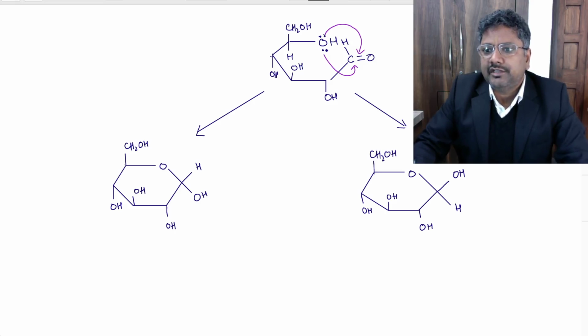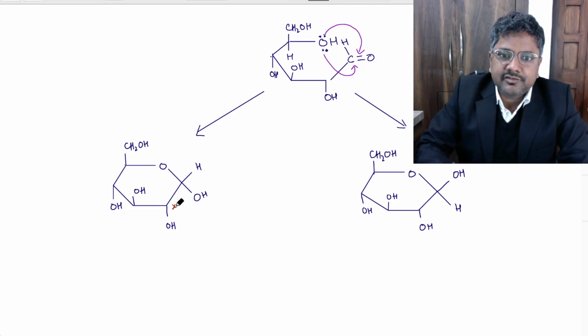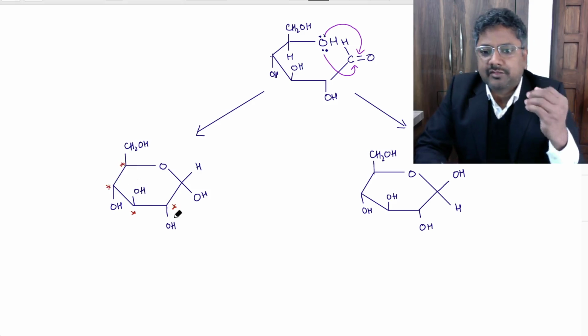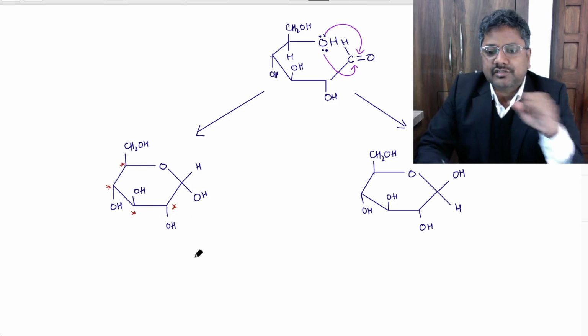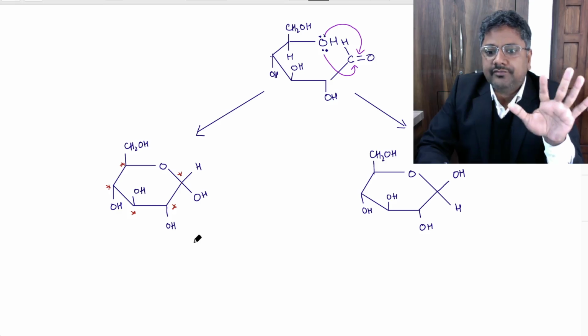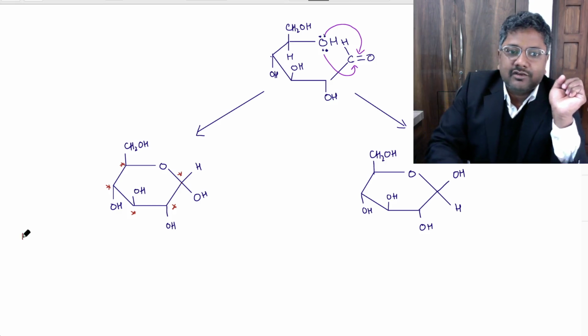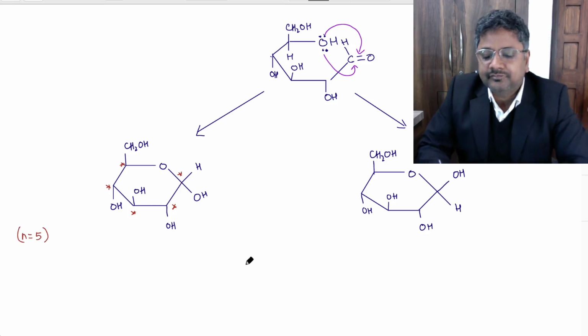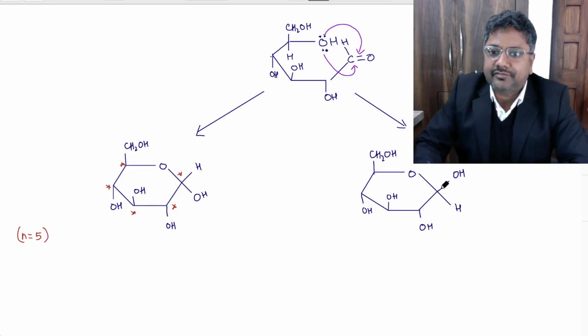Now see how many stereogenic carbons there are now. This is stereogenic, this is stereogenic, this is stereogenic, and this is stereogenic. So there are four stereogenic carbons in the open chain structure of glucose, right? But in the cyclic structure, if you examine, this carbon is also stereogenic. Means now there are five stereogenic carbons, so n is equal to 5. So now the stereogenic carbons in the cyclic structure of glucose are 5.